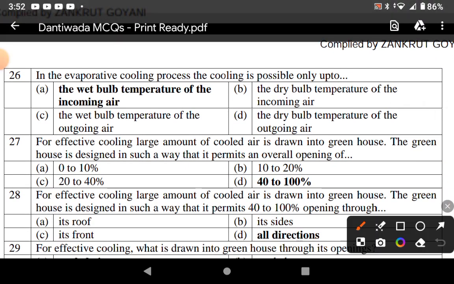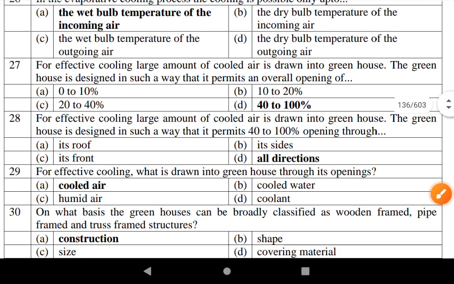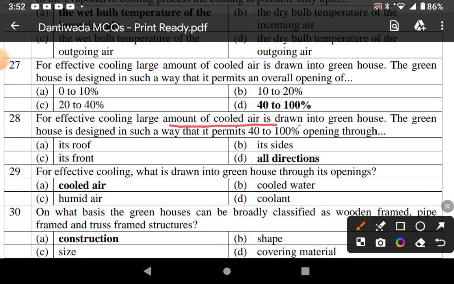In the evaporative cooling process, the cooling is possible only up to the wet bulb temperature of incoming air. For effective cooling, large amount of cool air is drawn into greenhouse. The greenhouse is designed in such way that it permits 40 to 100% opening through all the direction. For effective cooling, air is drawn into greenhouse through its opening.